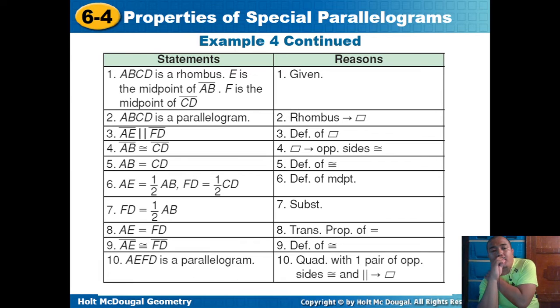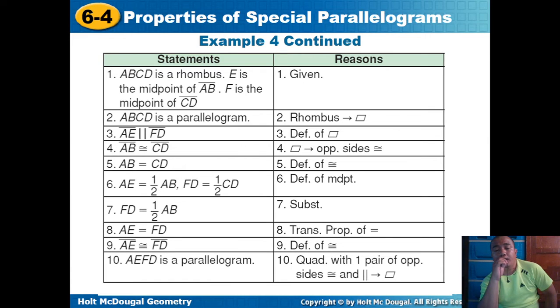So, number 1, ABCD is a rhombus. E is the midpoint of AB. F is the midpoint of CD. Given. ABCD is a parallelogram. Rhombus is also a parallelogram. Segment AB is parallel to segment CD, definition of parallelogram. Segment AB is congruent to segment CD. In a parallelogram, opposite sides are congruent.